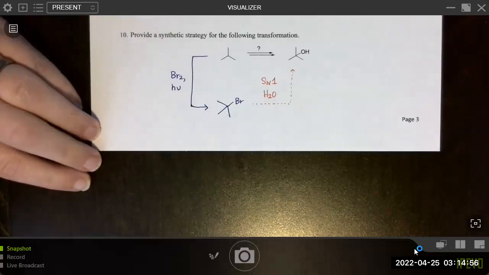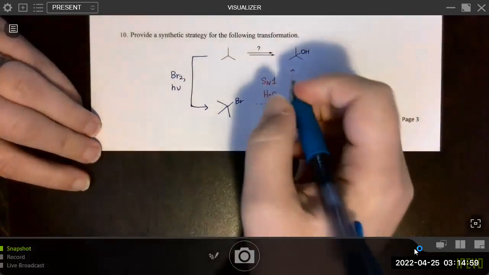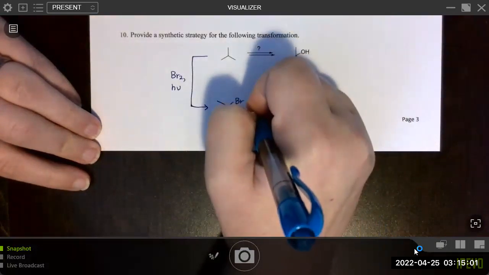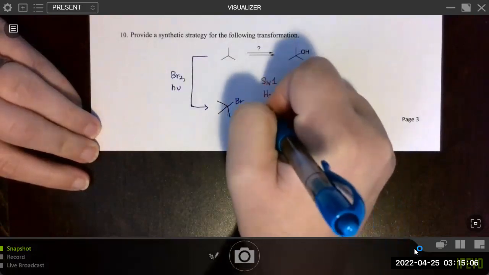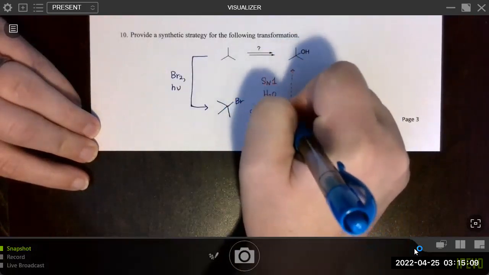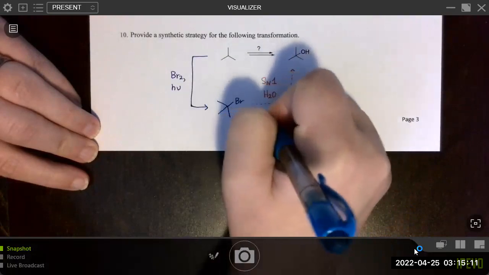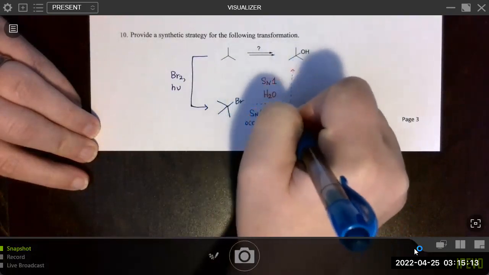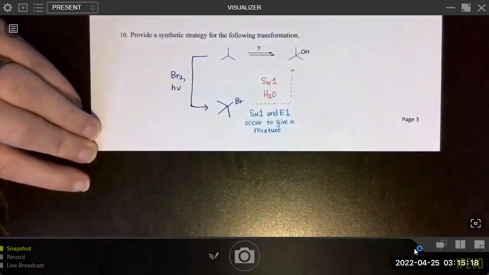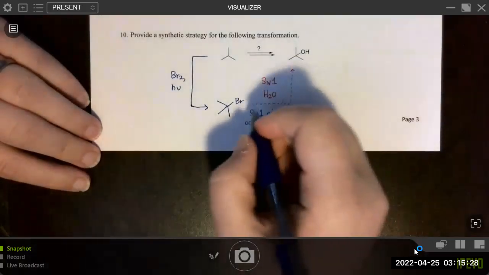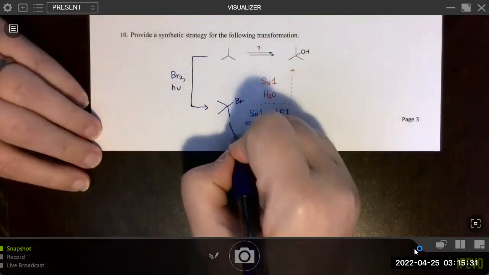So SN1, we'll make a little note of that. So SN1 and E1 occur, you have a mixture. So not just the desired product, but also some elimination products, an alkene. So how can we avoid doing a reaction that gives a mixture? Well, perhaps we can do an alternative.